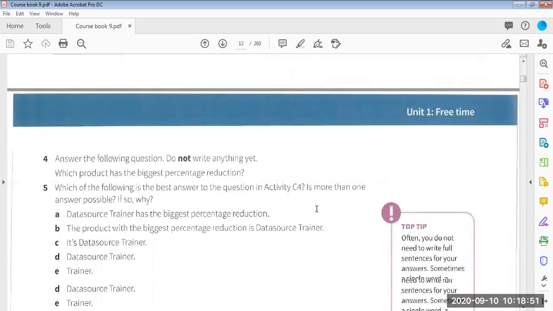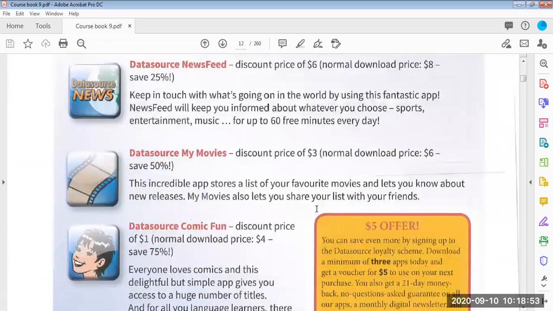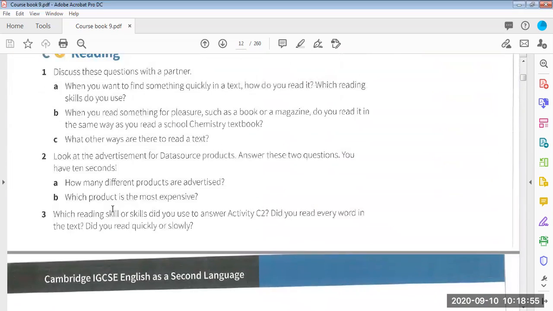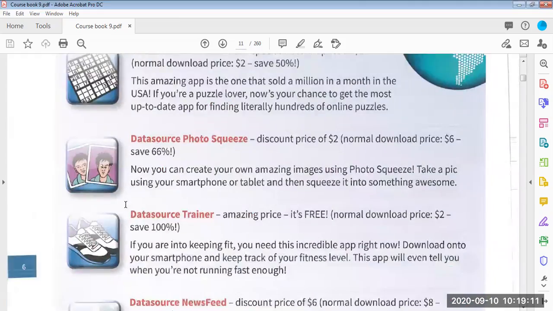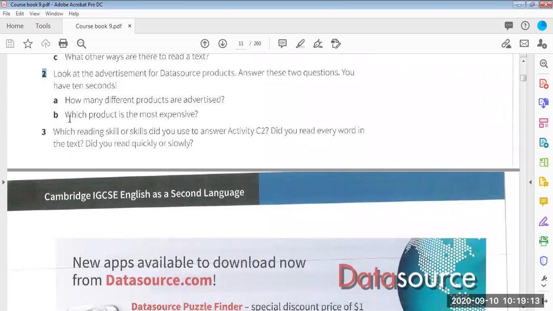So we started activity C as a whole class. Activity C2. Look at the advertisement for Data Source products. Answer these two questions. You have 10 seconds. Basically, this is the practice for our reading strategy, so we use that strategy to find the answer. The first question was, how many different products are advertised?